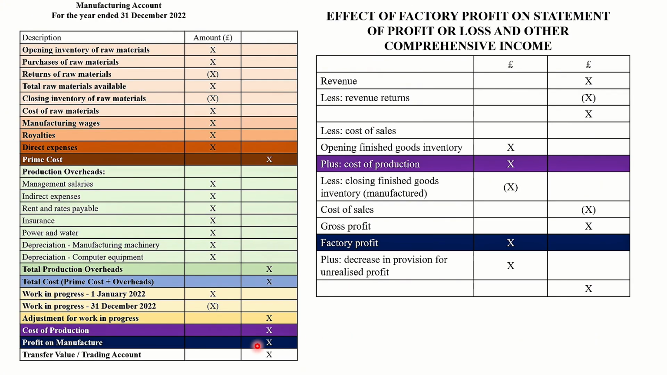As you can see here, factory profit, profit on manufacture, you enter it under gross profit under other income, and the cost of production value reflects under cost of sales. Take a few minutes to reflect on how the figures are transferred from the manufacturing account to an income statement.